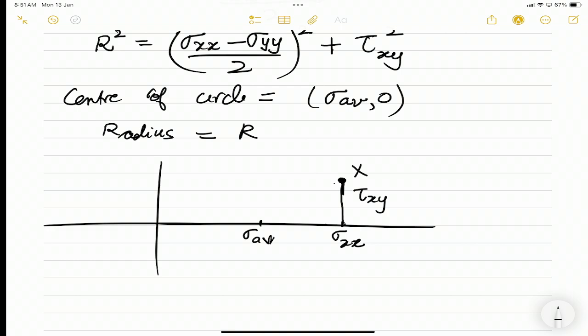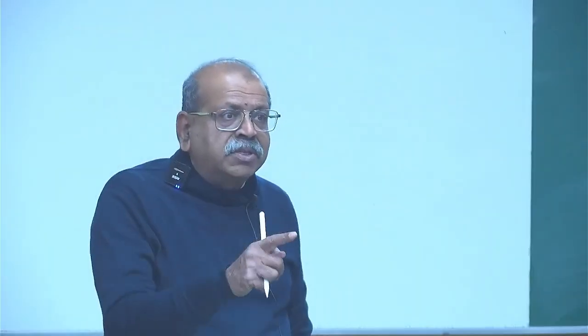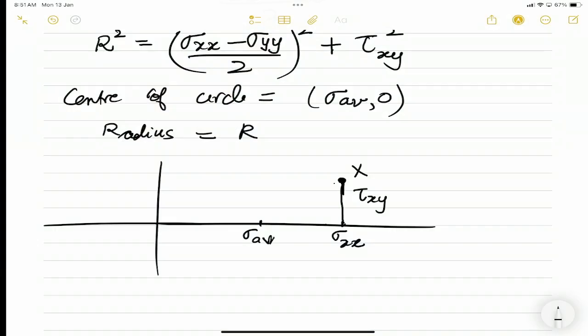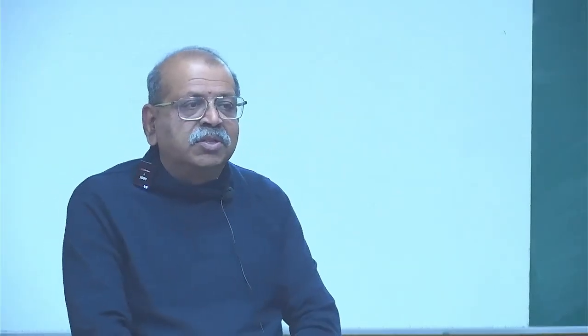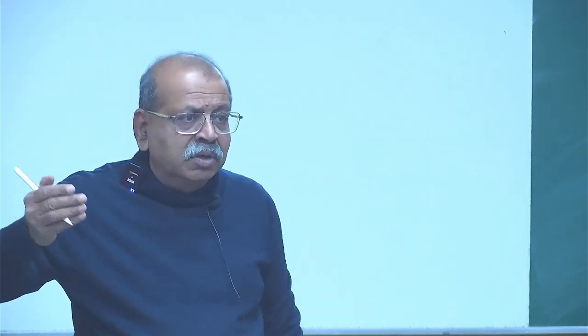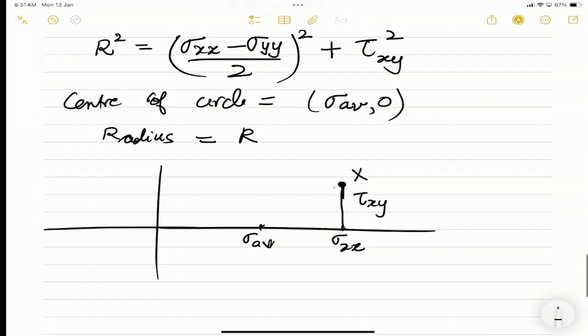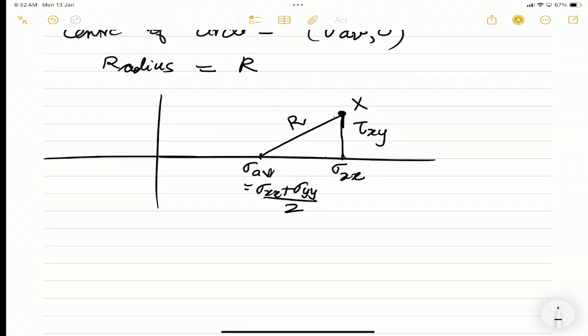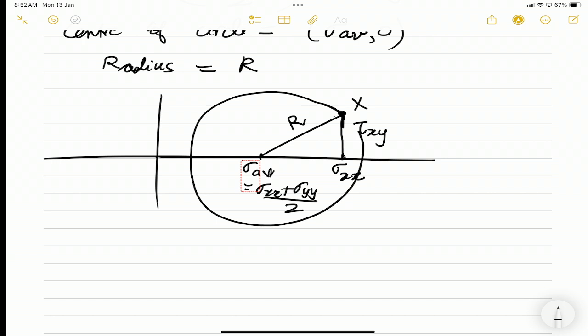So now if you look at the distance from sigma average, what is sigma average? Sigma xx plus sigma yy by 2. So what's the difference from sigma average to sigma xx? It is sigma xx minus sigma xx plus sigma yy by 2, so that becomes sigma xx minus sigma yy by 2. So this basically is R, because the sigma average is equal to sigma xx plus sigma yy by 2. And this circle looks like this.